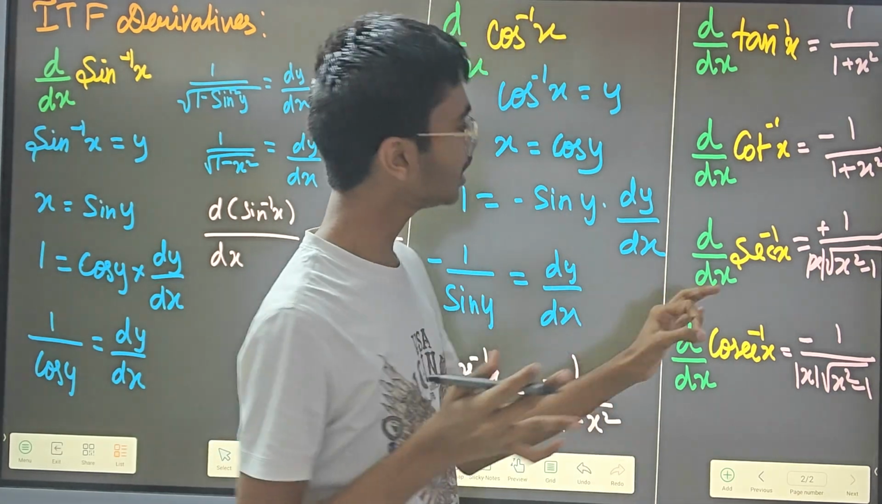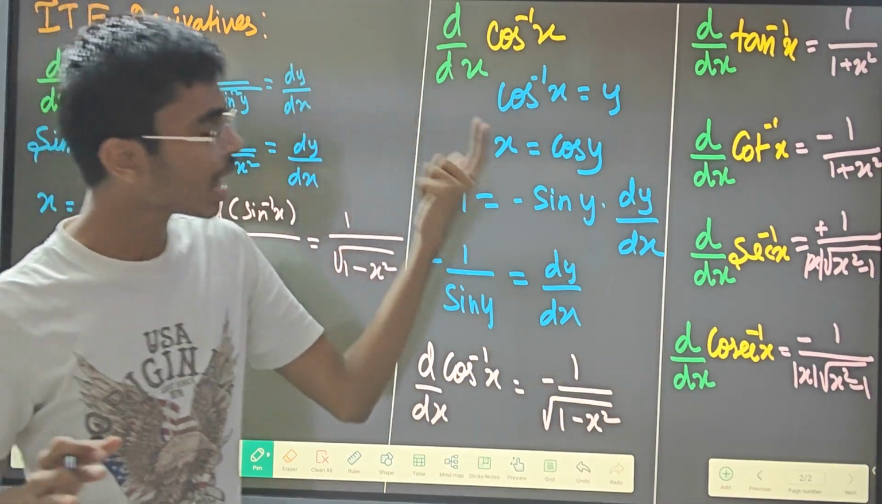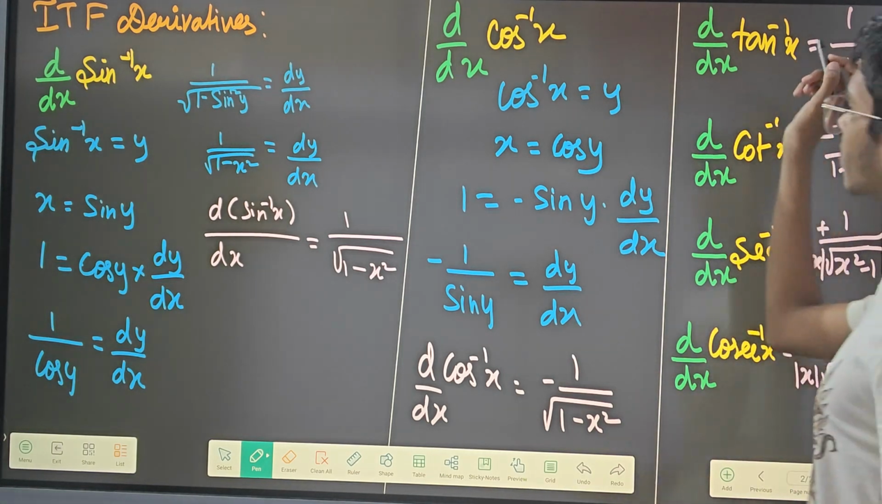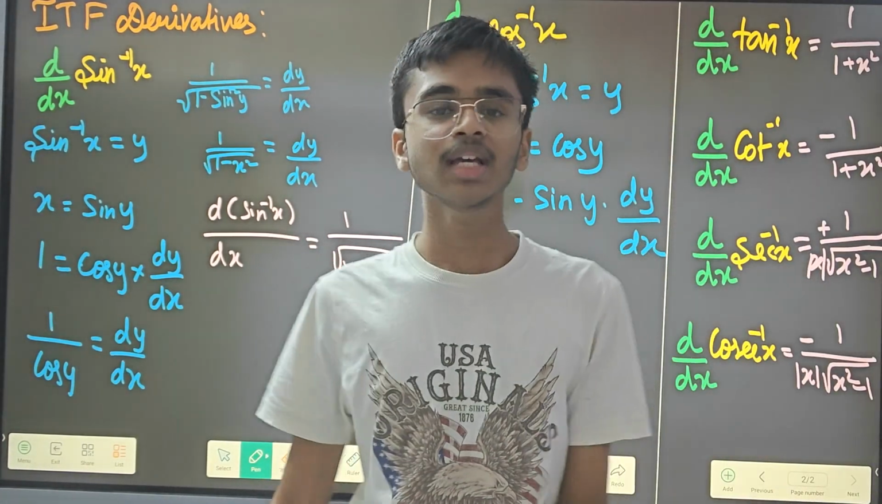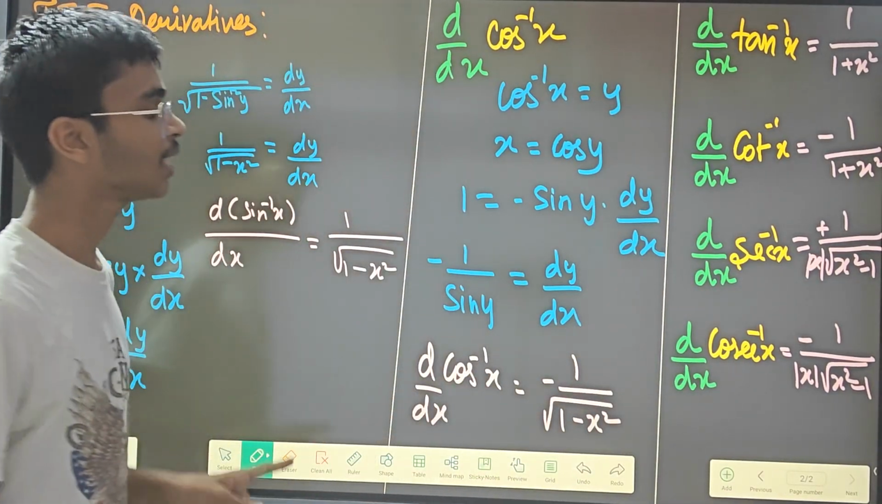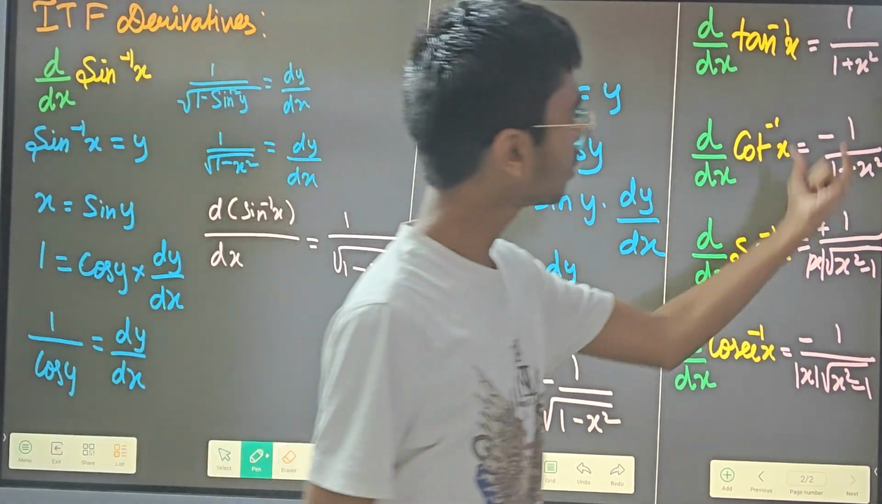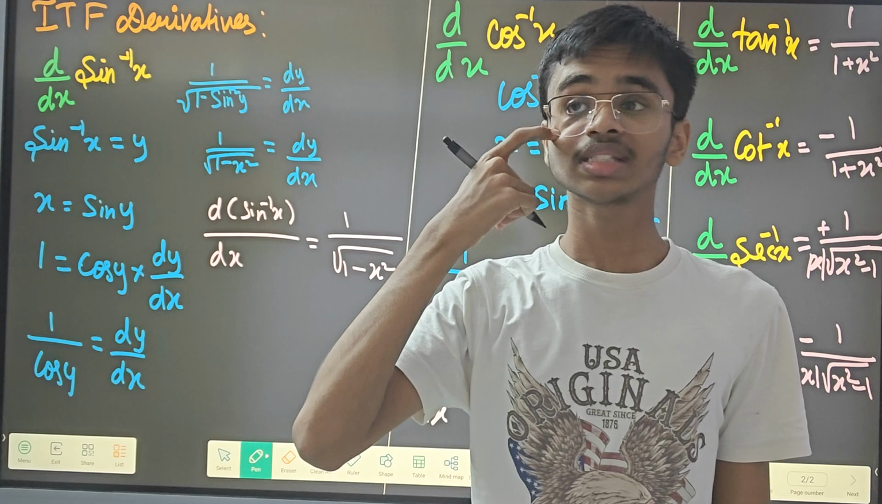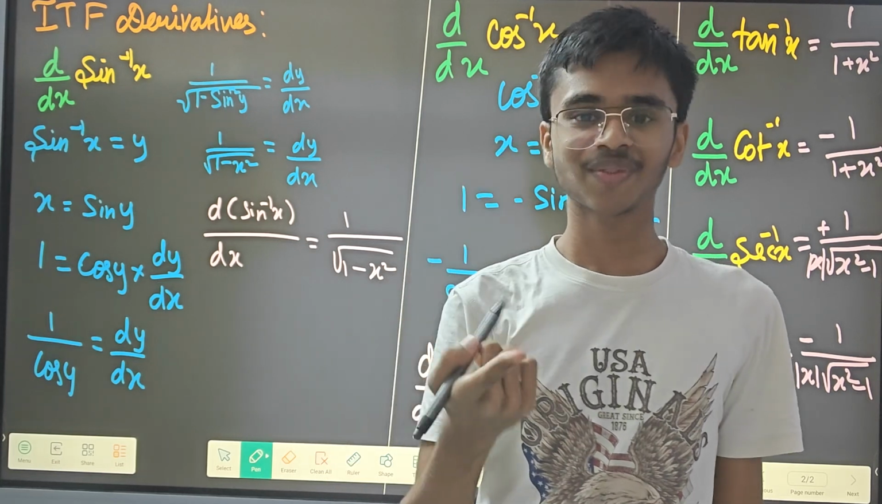Then secondly, any inverse trigonometric function that is starting with co, that is cosec, cot, cos, will have a minus sign in it. And thirdly, in order to remember all these, I will give you one expression now, which I have not given you till now.